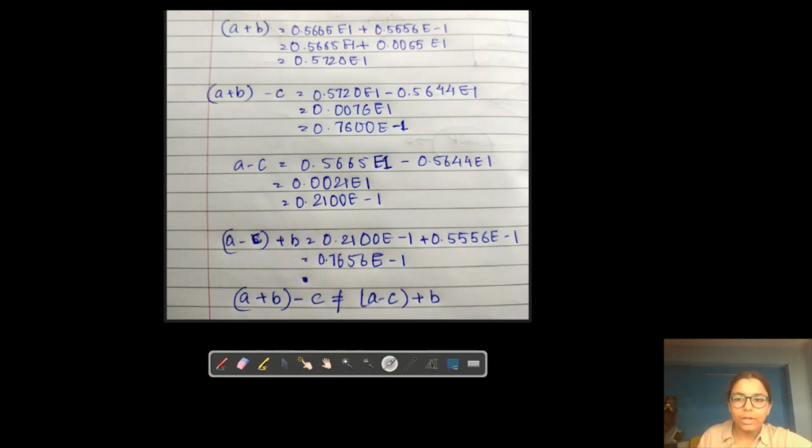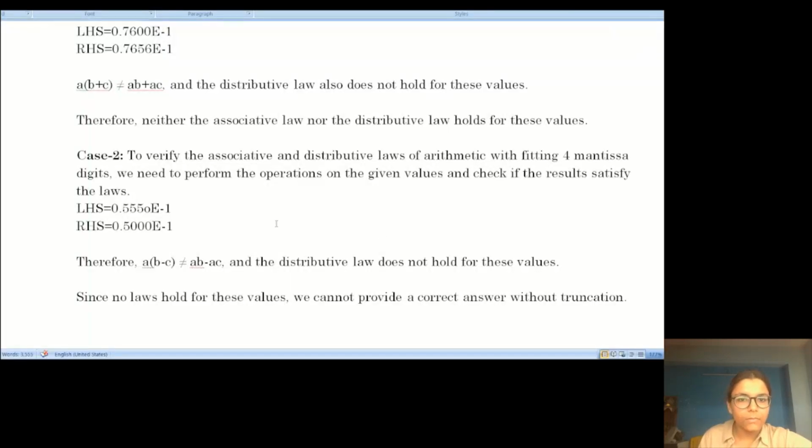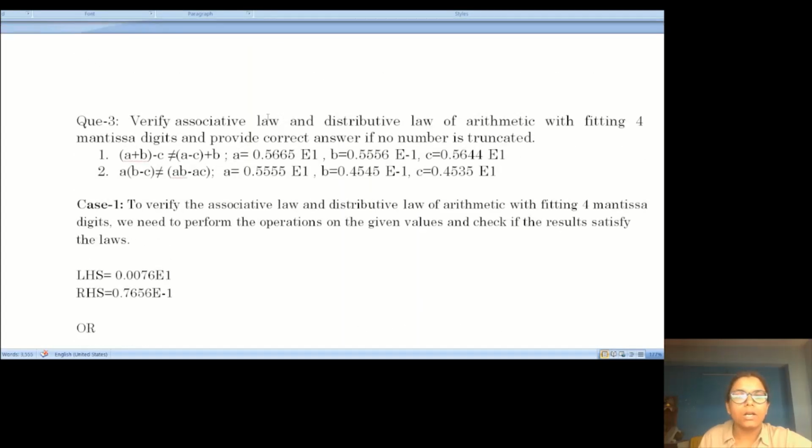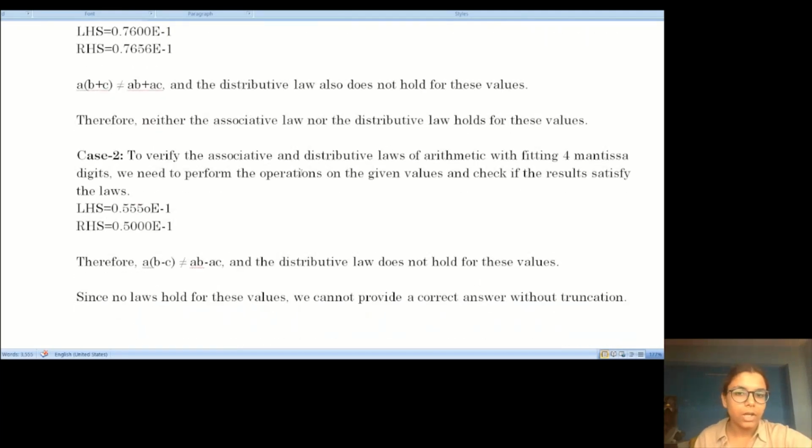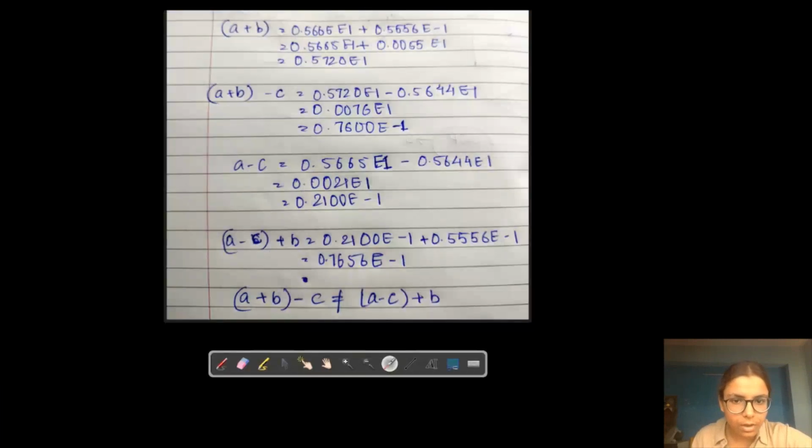For case 2, there is another law which we have to prove, having a, b, and c as certain values. And so we can see another value for this.